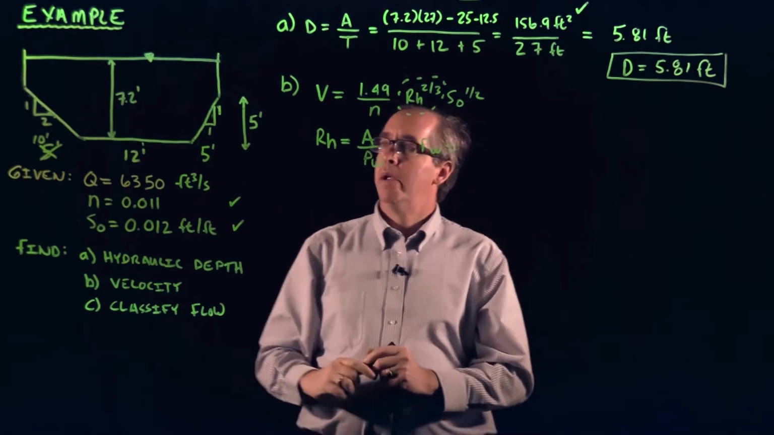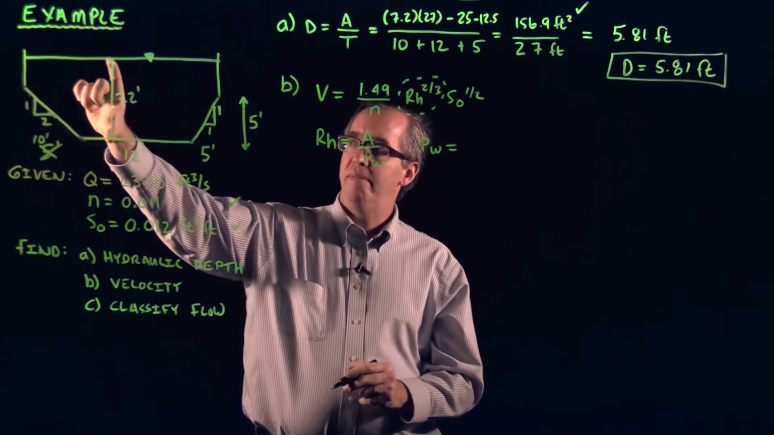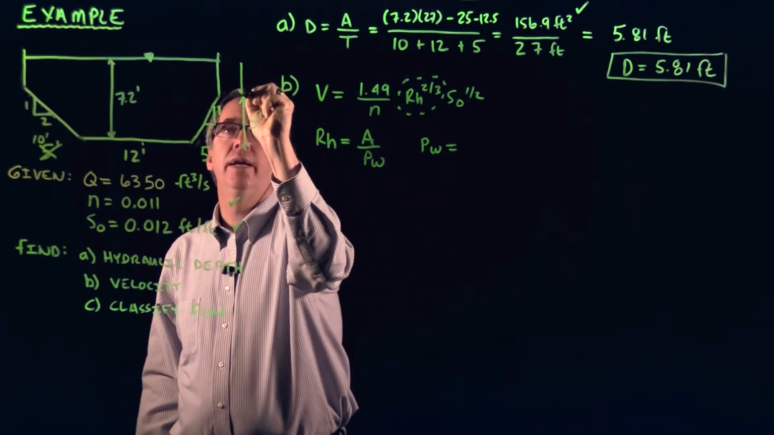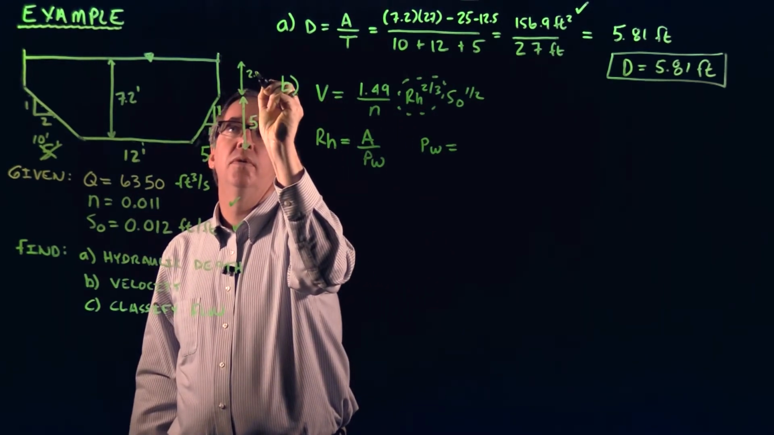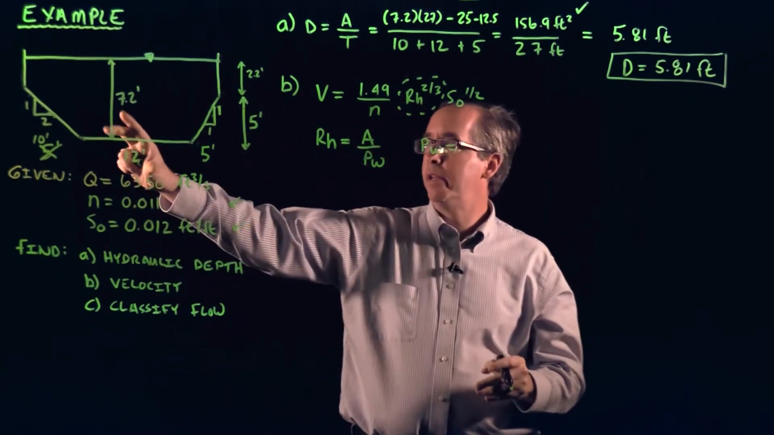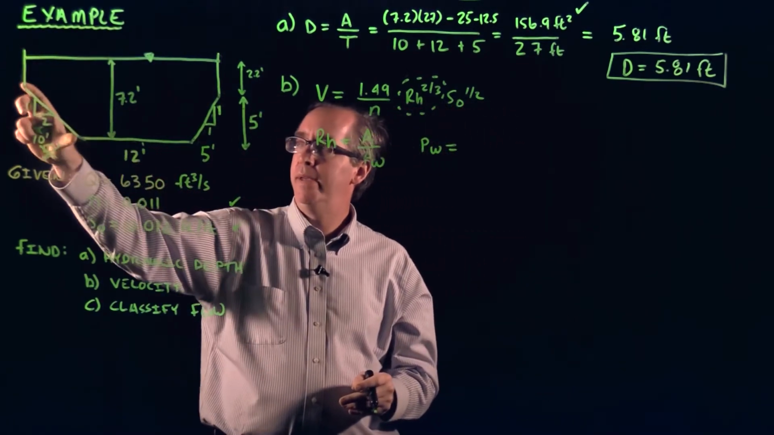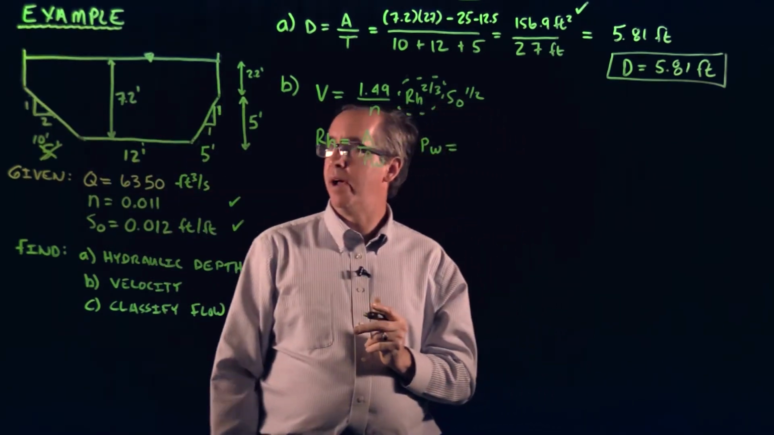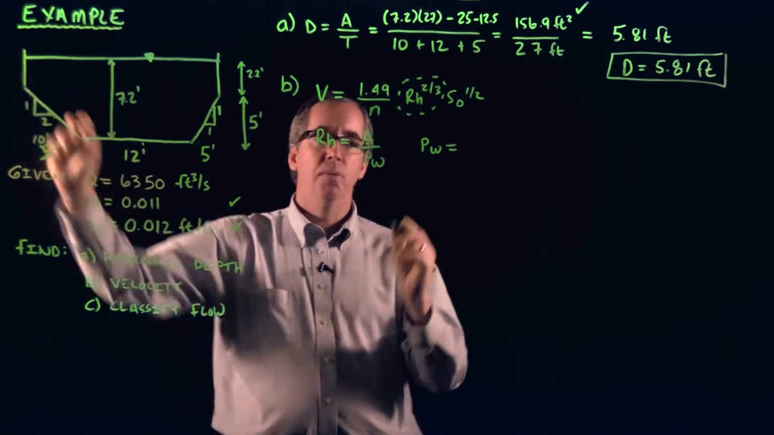Now, if this entire depth is 7.2 and this dimension here is 5, that means this piece right here is 2.2. So I'll start on the left and start adding up all the pieces of this perimeter, to figure out what that final wetted perimeter value is. So I start here with 2.2 feet.